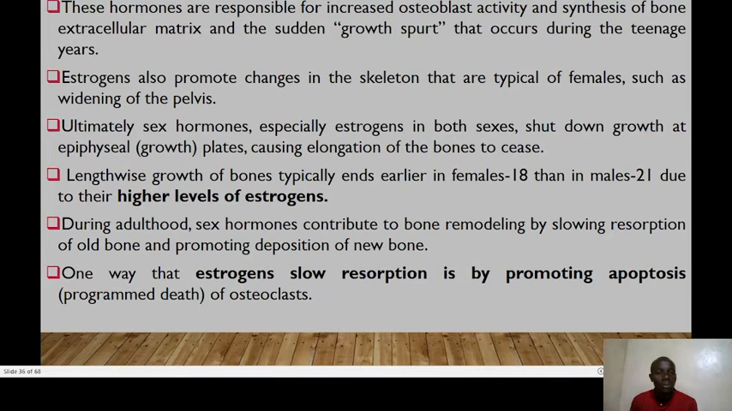Lengthwise growth of bones typically ends earlier in females, around 18, than in males, 21, due to the higher levels of estrogens. So, during adulthood, sex hormones contribute to bone remodeling by slowing resorption of old bone and promoting deposition of new bone. One way that estrogen slows resorption is by promoting apoptosis of the osteoclasts.